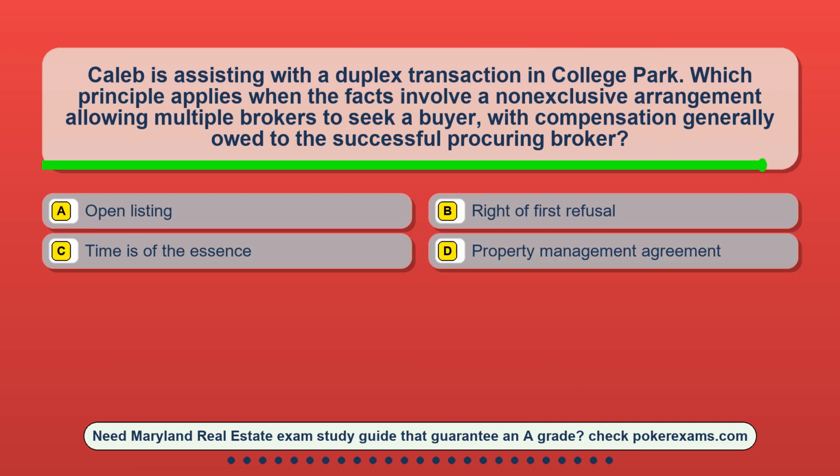Question 7. Caleb is assisting with a duplex transaction in College Park. Which principle applies when the facts involve a non-exclusive arrangement allowing multiple brokers to seek a buyer, with compensation generally owed to the successful procuring broker? Option A, open listing. Option B, right of first refusal. Option C, time is of the essence. Option D, property management agreement.